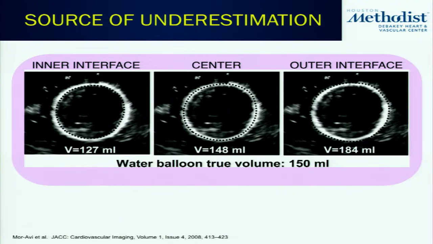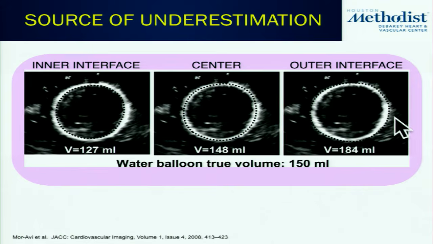So in this particular study by Roberto Lang's group, they tried to figure out what could explain some of the sources of differences. And so they actually went back and got some water-filled balloons, so they know what the true volume is. And I think one of the big questions really comes down to this: when you have an interface, there's some thickness to this interface. And depending upon where you trace, whether you trace the inner border, the middle of the interface, or the outer border, can actually lead to a significant difference in the volumes that you generate.